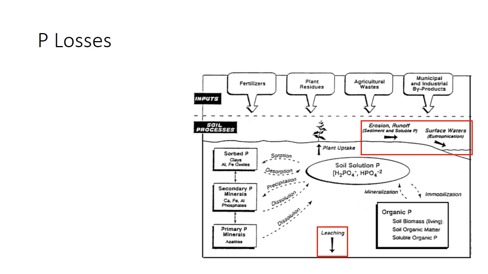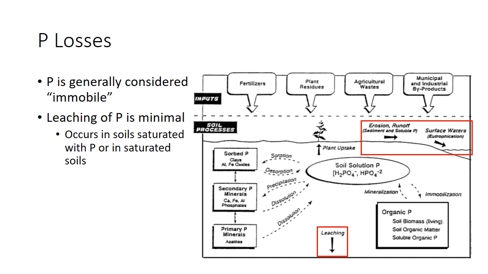All right, now going back to our phosphorus cycle, the next step is phosphorus losses. And the primary way we lose phosphorus is through erosion. So phosphorus is generally considered immobile. That means that leaching is usually pretty minimal in most soils. Leaching only really occurs when soils are more or less phosphorus saturated because there's so much phosphorus that's been added to the soil.